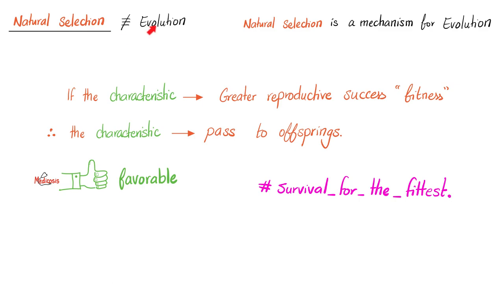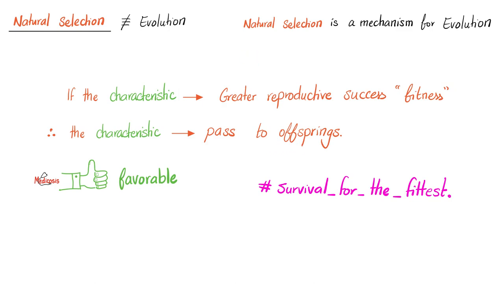Here's the thing. On the exam, they will try to trick you. They want you to answer that evolution is the exact same thing as natural selection. Not true. Natural selection is a mechanism through which evolution takes place. What is natural selection? In easy terms, survival of the fittest. If there is a certain characteristic in an organism, and this is helping the organism reproduce, producing reproductive success, i.e. fitness, then this characteristic is favorable and therefore more likely to pass down to the next generation.